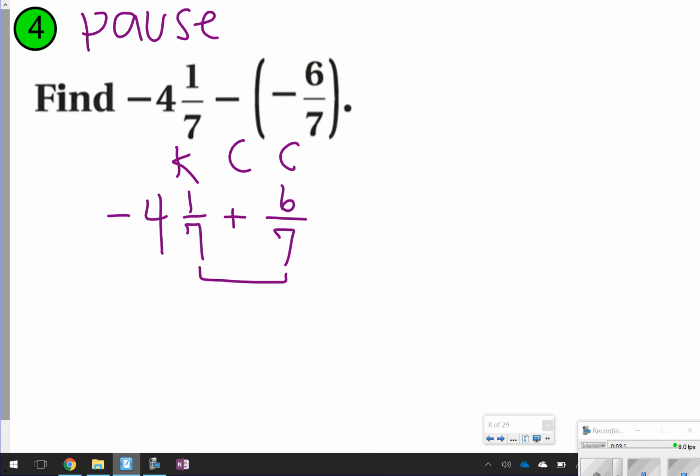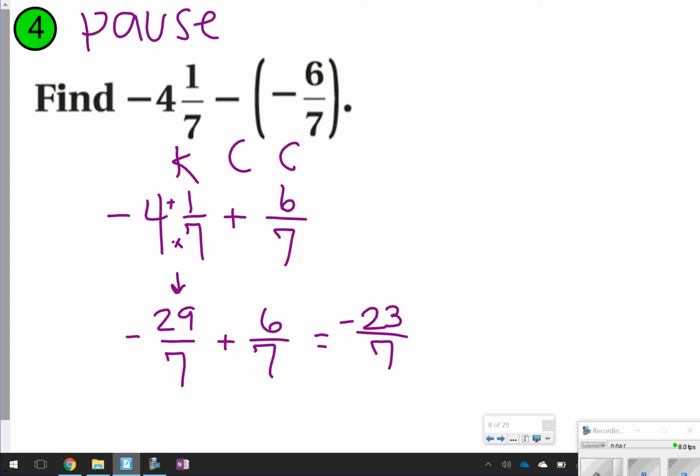Add my fractions. Actually, no. I have different signs, so different signs subtract. Again, notice I can't do 1 minus 6, so I'm going to change this mixed number to an improper fraction. 7 times 4 is 28 plus 1 is 29, so negative 29/7 plus 6/7. Now I can subtract. 29 take away 6 is going to be 23, so negative 23/7, and then I'm going to change it back into a mixed number. That's going to give me negative 3 2/7. How did we do?